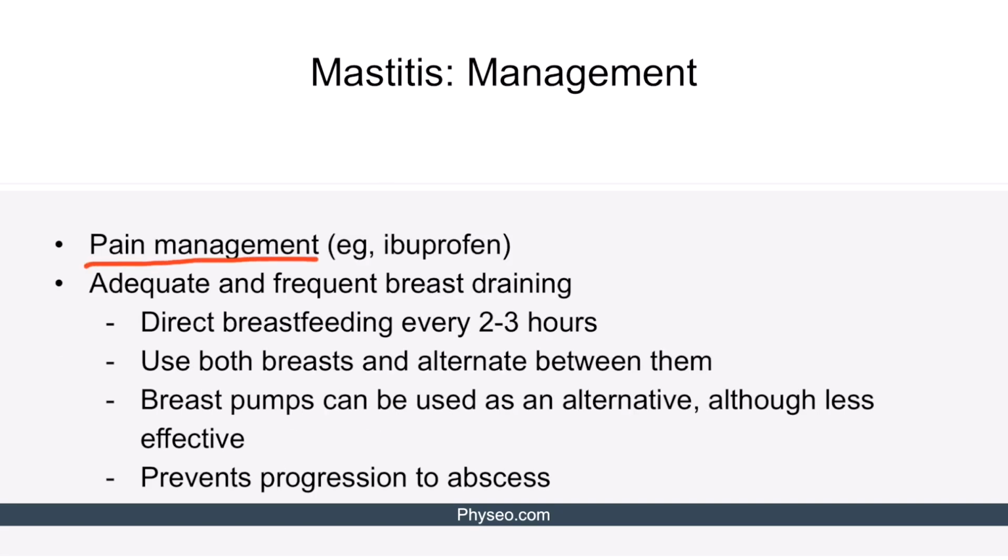Pain management with NSAIDs such as ibuprofen should be initiated. Adequate and frequent breast drainage is recommended. Direct breastfeeding should be done every 2 to 3 hours, using both breasts, alternating between them. Alternatively, breast pumps can be used, although considered to be less effective. Regular, adequate, and frequent breast drainage prevents progression to breast abscess.